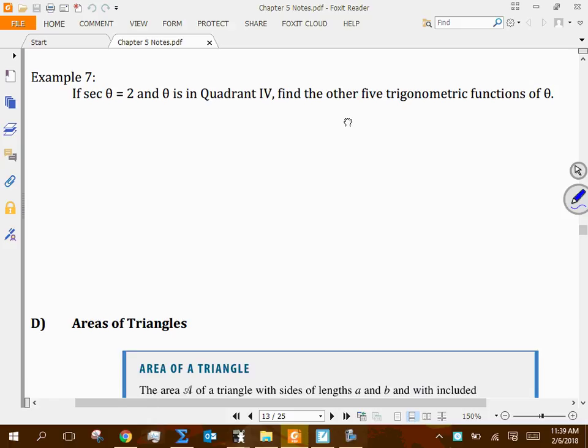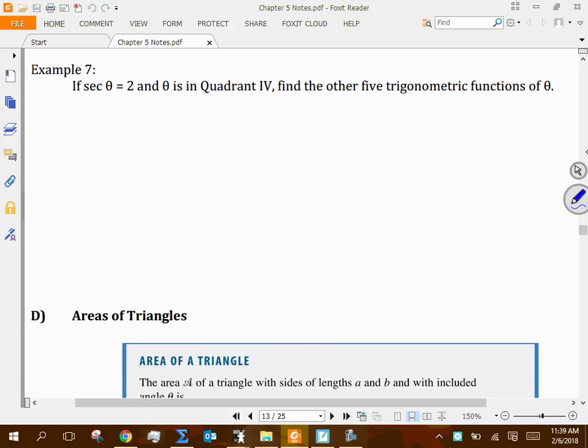This question here is the same idea. A couple different things you can think about. I'm a person that doesn't like dealing with secant, so I'm going to change that to cosine. This question says if secant of theta equals 2 and theta is in quadrant 4, that's exactly the same thing as saying, since cosine and secant are reciprocals, the cosine should be 1/2.